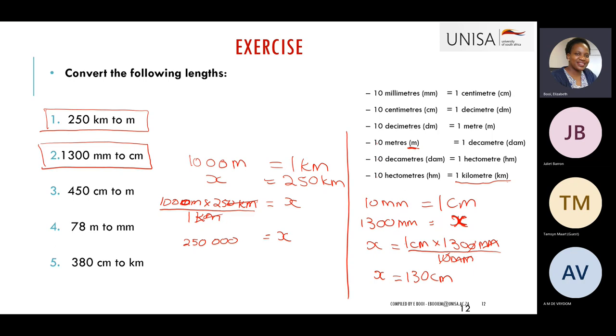On your own, at your own time, you can do exercise number 3, 4, and 5. The same concept will apply. If we're moving from big to small, we multiply. If we're moving from small to big, we divide. A millimeter to centimeter is small to big. A meter to millimeter is big to small. So you need to remember that when you're moving from a bigger unit to a smaller unit, you multiply, and when you're moving from a smaller unit to a bigger unit, you divide by the relevant tens. Are there any questions?